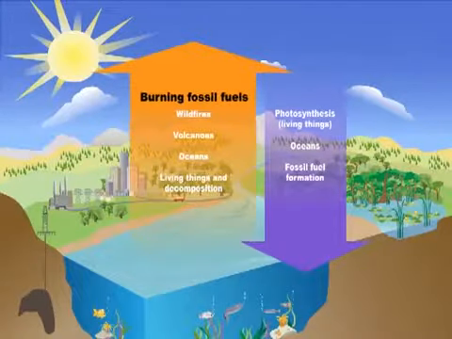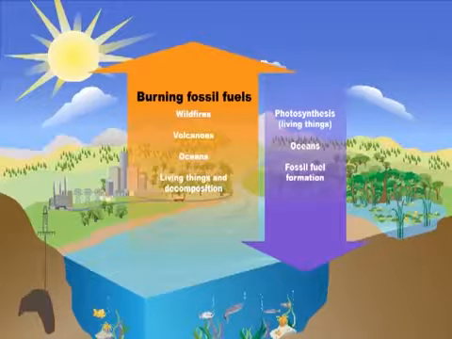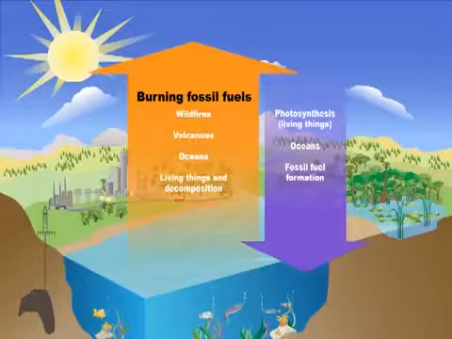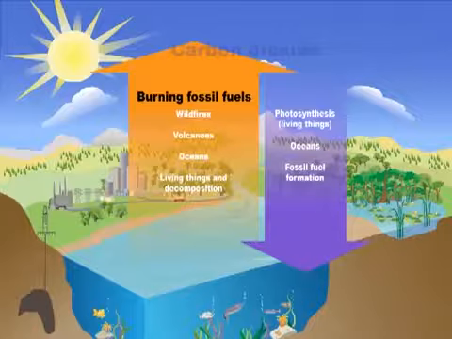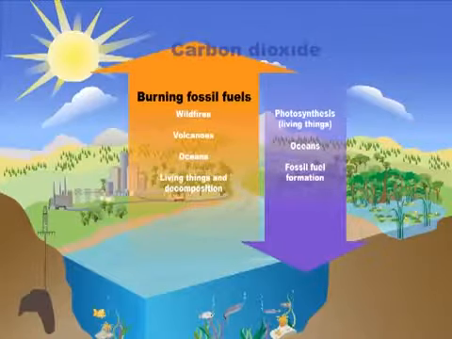When we burn coal, oil, and gas to create energy, we're taking carbon from deep underground and putting it into the atmosphere faster than natural processes can take it away. After all, it took millions of years for those fossil fuels to form. Now the atmosphere is getting overloaded with carbon dioxide.